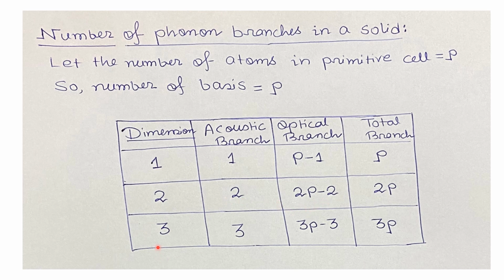In 3 dimensions the total number of phonon branches will be 3 times P. So the acoustic branches will be 3. So basically the number of acoustic branches depends on the dimensionality of the system. So it will be 3 here. So the number of optical branches, that will be the remaining phonon branches, will be 3P minus 3.